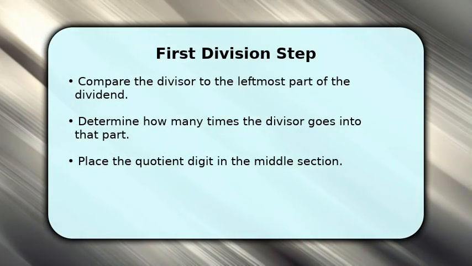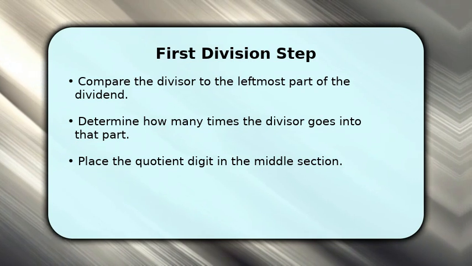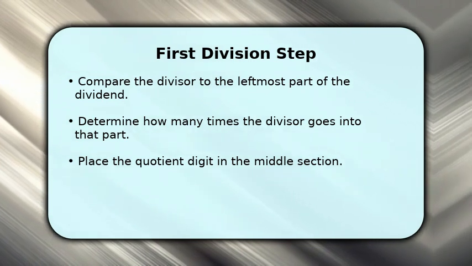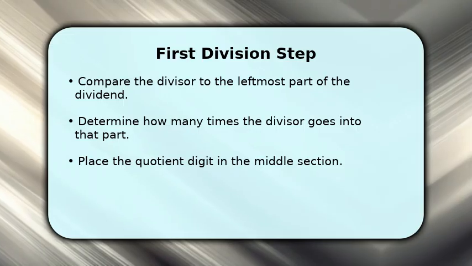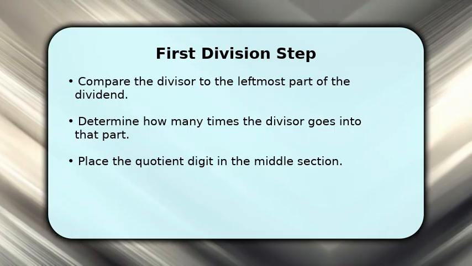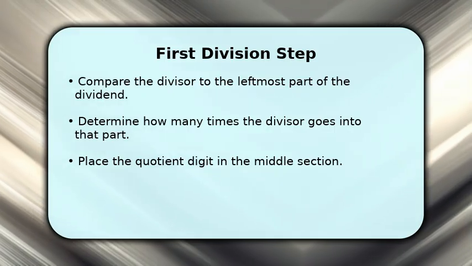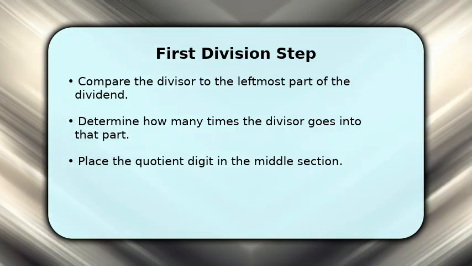Now, let's begin the division. Look at the leftmost digits of your dividend and compare them to your divisor. Determine how many times the divisor can go into that segment. Place this first quotient digit in the designated middle section of your abacus. Then, multiply this quotient digit by your divisor and carefully subtract the product from the dividend on the right.